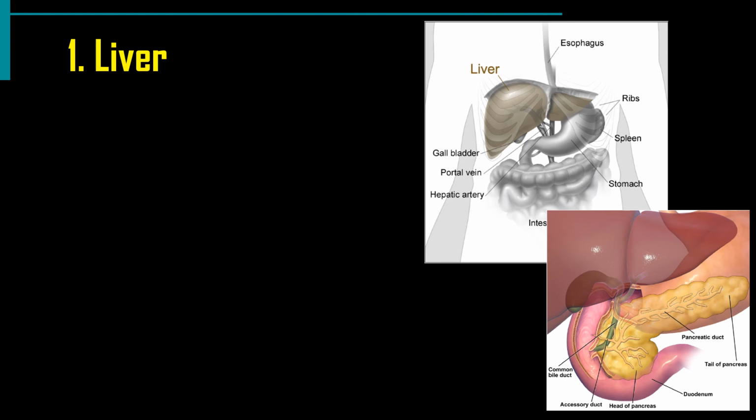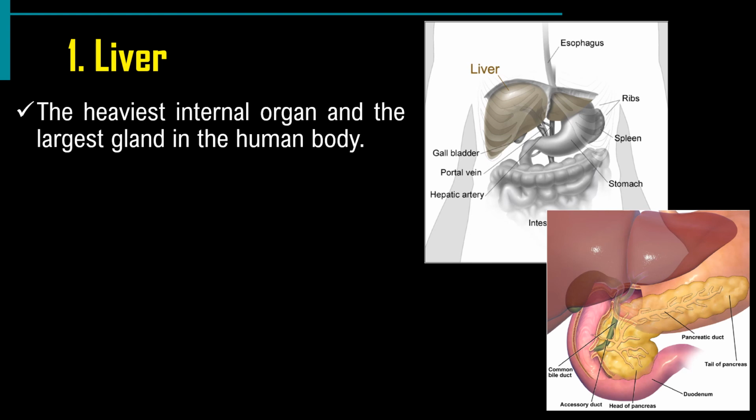The first accessory organ is the liver. The liver is actually the heaviest internal organ and the largest gland in the human body, weighing about 3 pounds in an adult. The liver is a vital organ located in the upper right part of the abdomen. It lies just below the diaphragm to the right of the stomach.